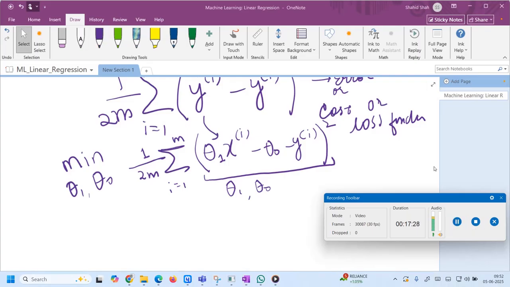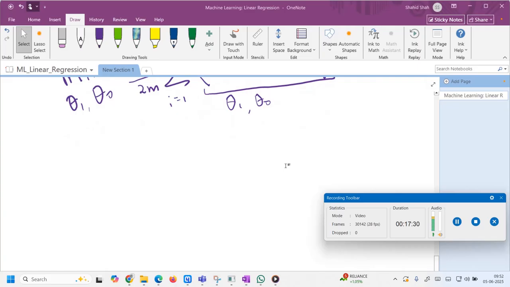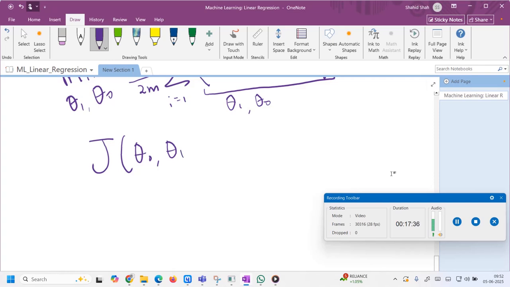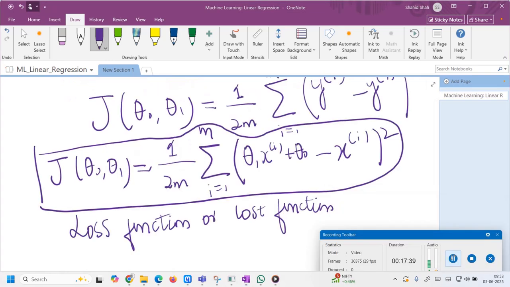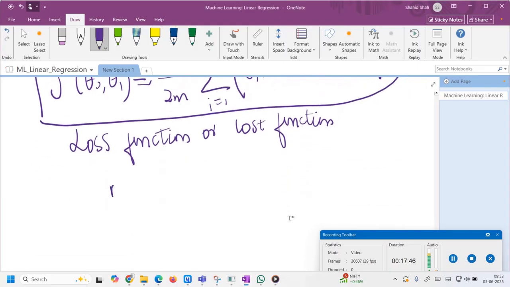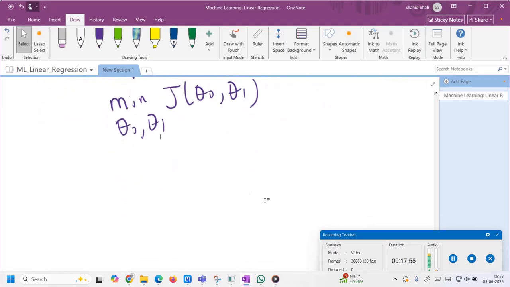Now we need to denote this loss function by some variable. We'll follow again Andrew Ng's notation. Andrew Ng uses J of theta 0, theta 1 as the notation. So this is your loss function or the cost function. And what is our objective? Our objective is to minimize this loss or cost, minimize this J of theta 0, theta 1 with respect to theta 0, theta 1.